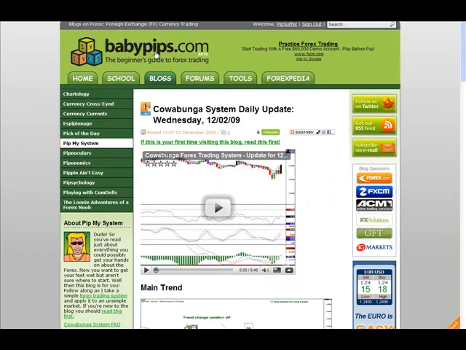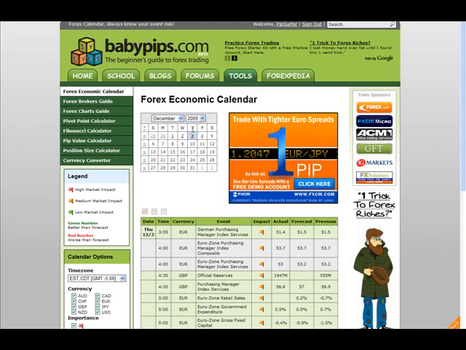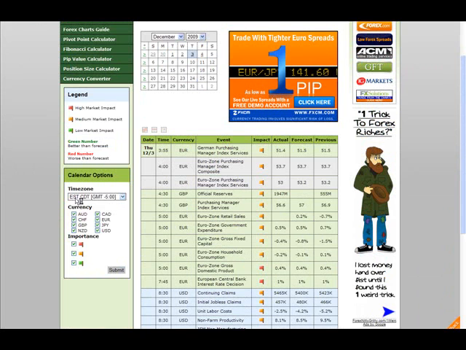But you can go to babypips.com, click on this tools tab, and it'll automatically bring up the news for the day. Make sure this tab is reading the correct time zone that you're in, so that you have the right time. Then you're looking for news that affects either the sterling or the dollar, because that is the pair we're trading.